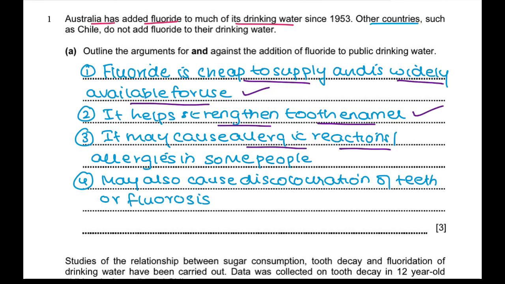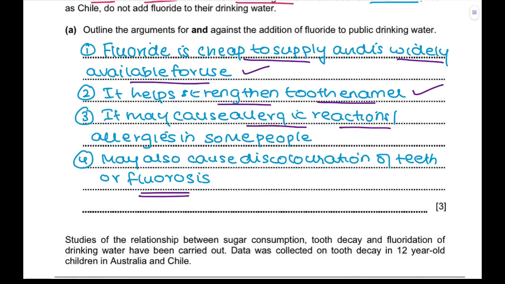Why shouldn't you use fluoride? You shouldn't use fluoride because it may cause allergic reactions or allergies in some people, as well as it may cause certain problems for certain people if there is excessive use. Obviously, if anything is used in excess amounts, it will cause some problems. So something you can write over here is that it may cause the discoloration of teeth, or fluorosis. It's called fluorosis, which is basically a yellowing or discoloration of teeth.